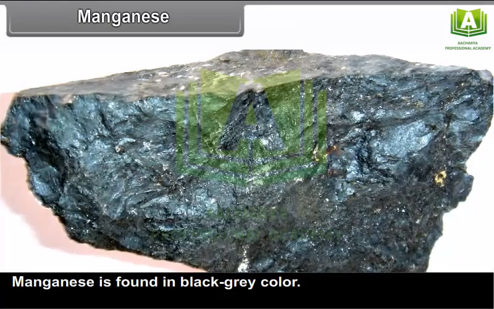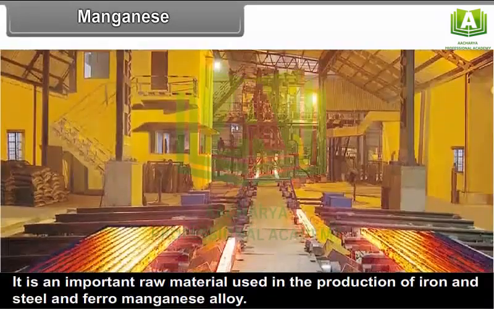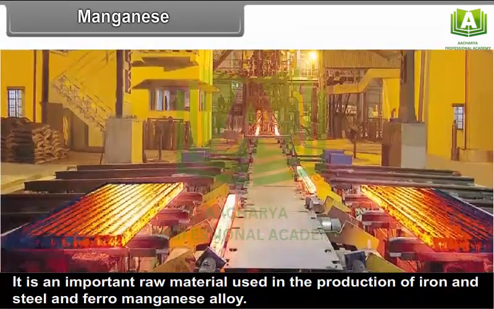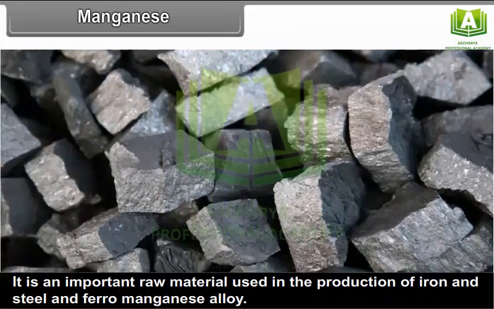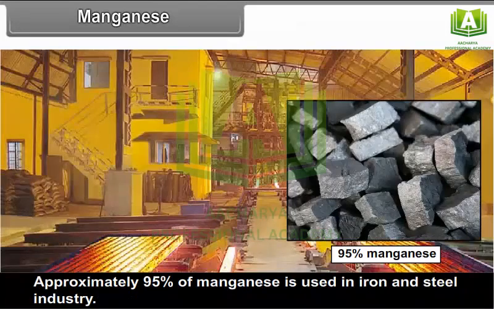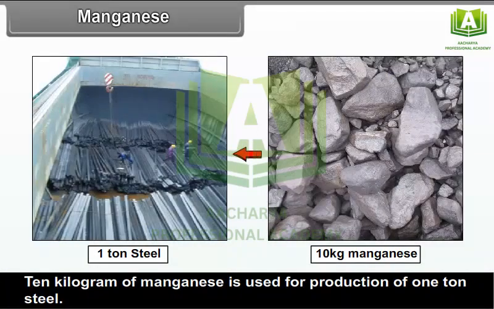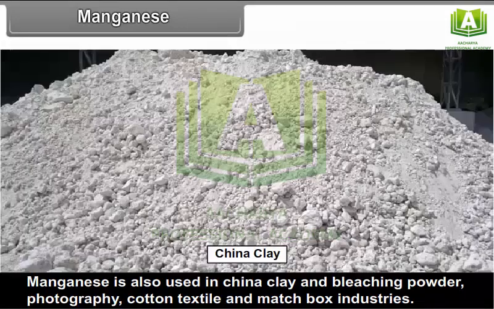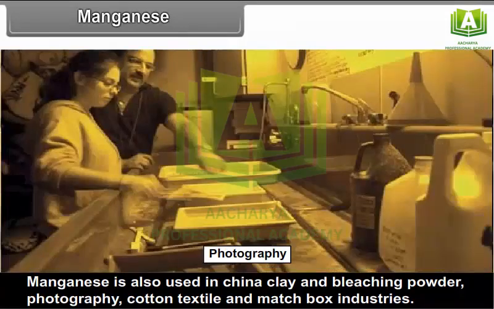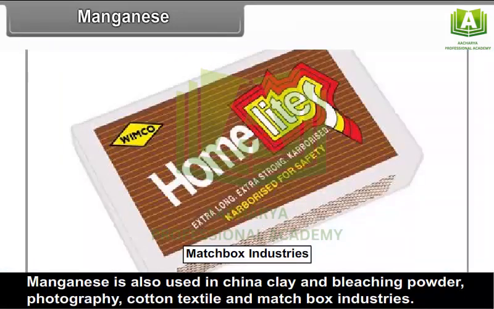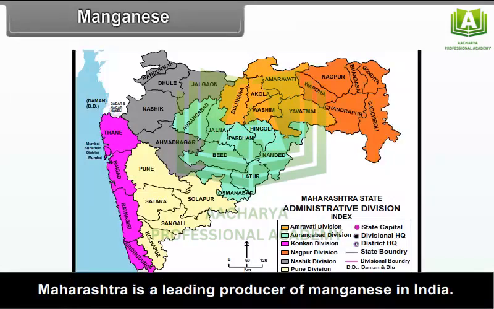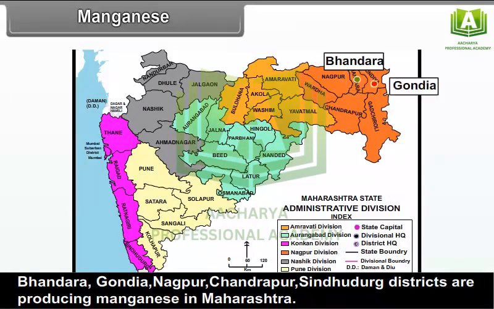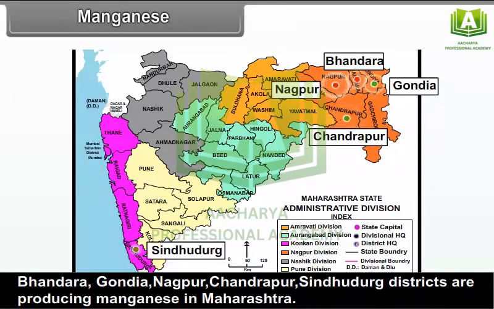Manganese. Manganese is found in black-grey color. It is an important raw material used in the production of iron and steel and ferro-manganese alloy. Approximately 95% of manganese is used in the iron and steel industry. 10 kilograms of manganese is used for the production of 1 ton of steel. Manganese is also used in china clay and bleaching powder, photography, cotton textile and matchbox industries. Maharashtra is a leading producer of manganese in India. Bhandara, Gondia, Nagpur, Chandrapur and Sindhudurg districts are producing manganese in Maharashtra.